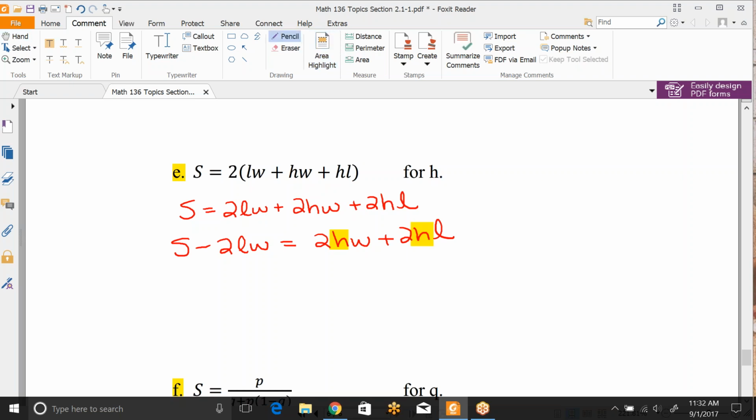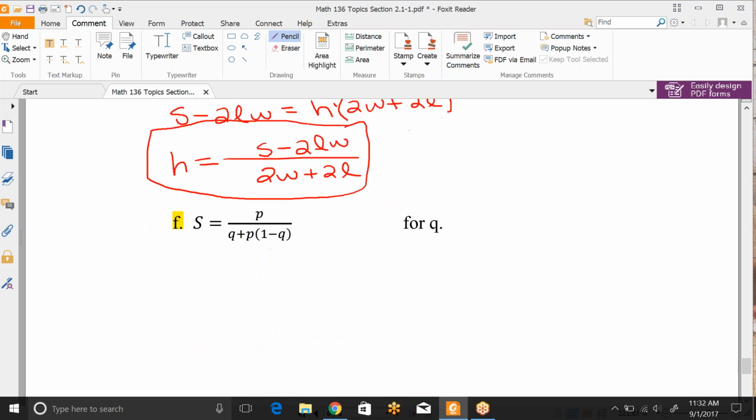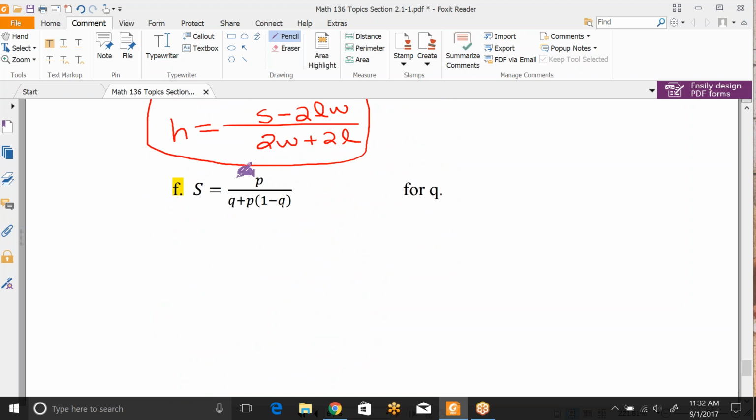We can pull that out as a greatest common factor. So this would be h, and I know you can pull out a 2, but you don't want to because we're trying to get h by itself, not the 2's. So this is 2w plus 2l, and then we can finally divide both sides by that parentheses to be done. So h is going to equal s minus 2lw, all divided by 2w plus 2l. Do not try to cancel any of this stuff because these are binomials and they don't match exactly, so you can't reduce it. And then the final one is this lovely creature.